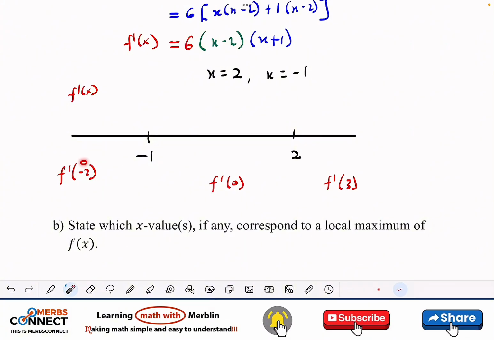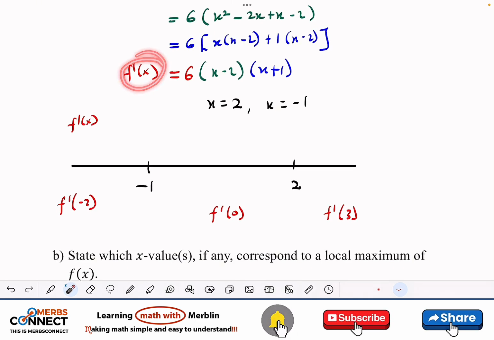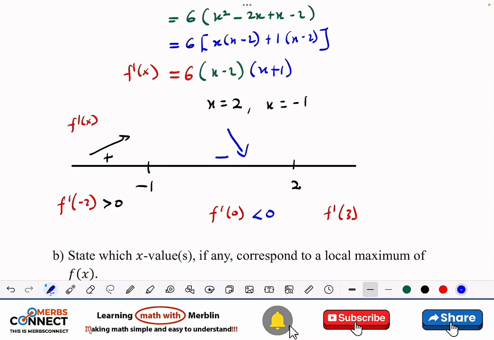So let's plug in minus 2. Minus 2 minus 2 is minus 4, so this is negative. Minus 2 plus 1 is also negative. Negative times negative is positive, so this is greater than 0, and the function is increasing. Plug in 0: 0 minus 2 is negative, and 0 plus 1 is positive. Multiplying positive and negative gives negative, so this is less than 0, and the function is decreasing.